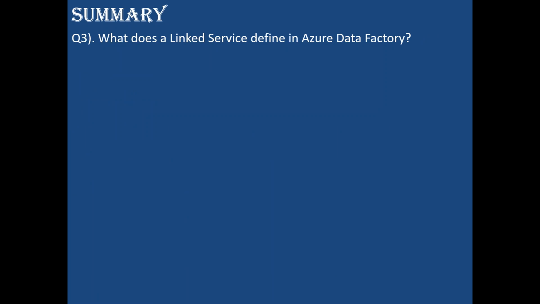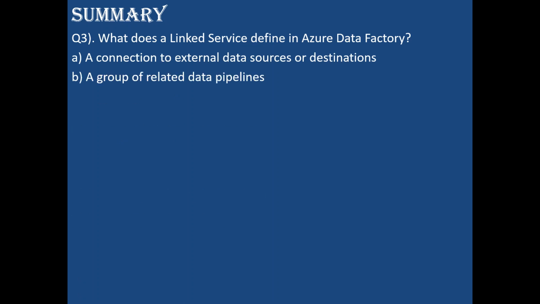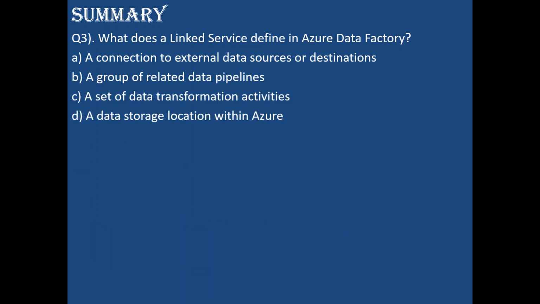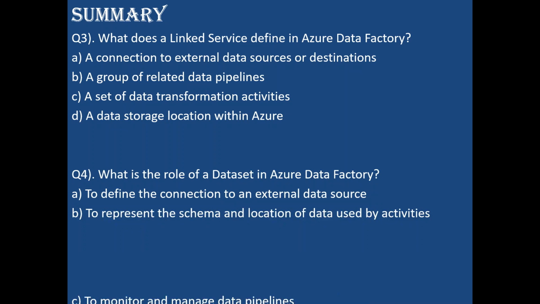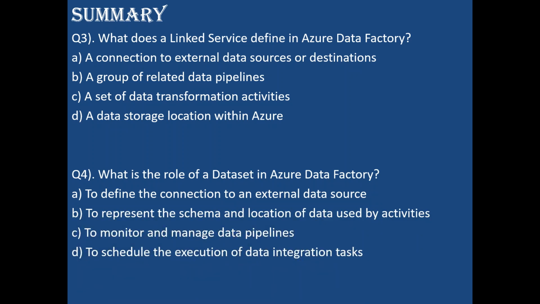Three. What does a linked service define in Azure Data Factory? A connection to the external data source or a destination, group of related data pipelines, set of transformations, storage location. The answer is A. It is basically used for establishing the connection to the external data sources or destinations. What is the role of data set in Azure Data Factory? To define connection, or to represent the schema and location of the data used by activities? Yes, the answer is correct. It is not for monitoring or scheduling. It is for representing the schema and location of the data used by activities.